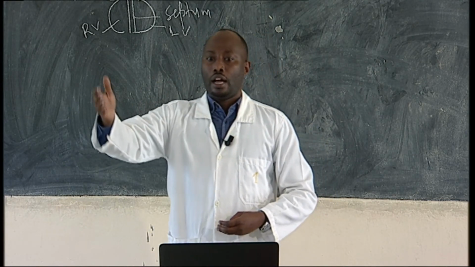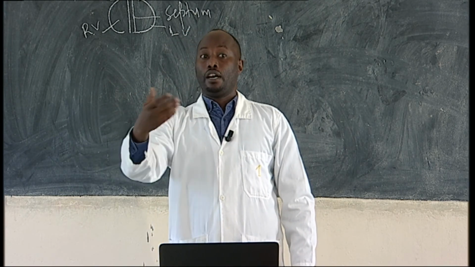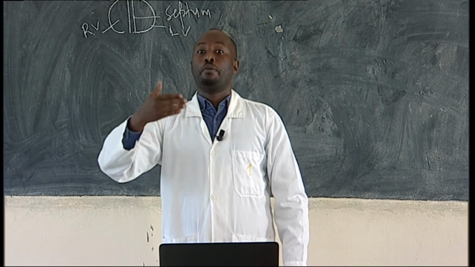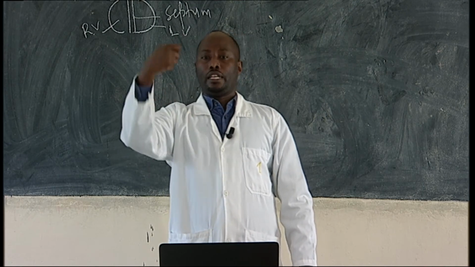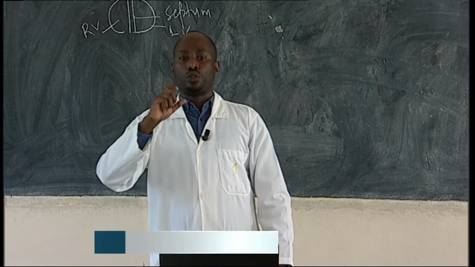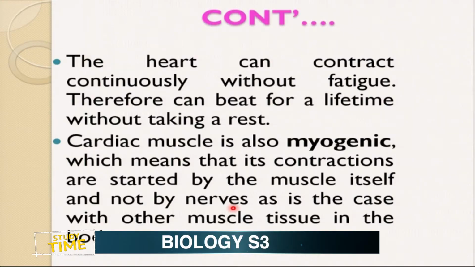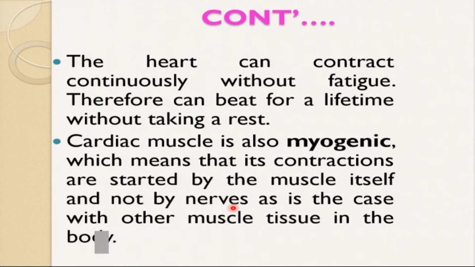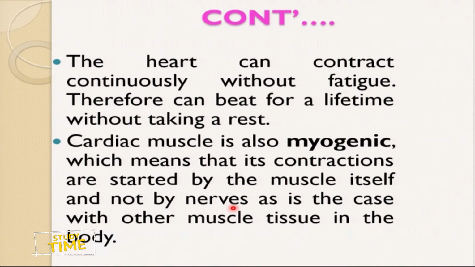The tissues and muscles found in the body, for them to contract, must be initiated by nerve impulses. Nerve impulses are nerve messages, electrical impulses that stimulate either the biceps muscles or the triceps muscles to contract. But the cardiac muscles are myogenic. It means their contraction is started by the muscle itself, all right? Not like other muscles, for example the biceps and triceps. For them to contract, there must be a stimulus that causes those muscles to contract.